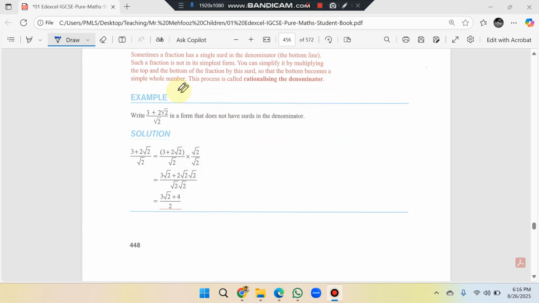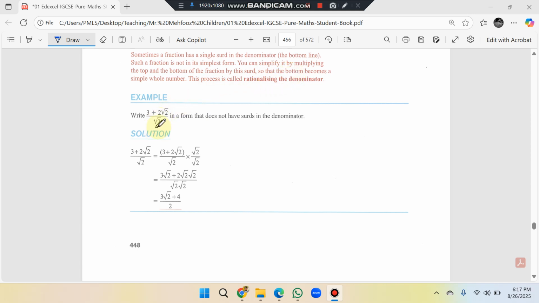Next, sometimes a fraction has a surd in the denominator. The bottom line: such a fraction is not in the simplest form. You can simplify it by multiplying the top and the bottom of the fraction by the same surd, so that the bottom becomes a simple whole number. This process is called rationalizing the denominator.